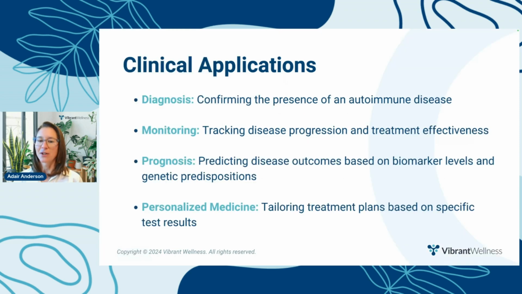These tests and biomarkers are regularly used for diagnosis, meaning confirming the presence of an autoimmune disease; monitoring, tracking the disease progression and treatment effectiveness; and prognosis, predicting disease outcomes based on biomarker levels and genetic predispositions; as well as for personalized medicine, or tailoring treatment plans specifically based on those test results.